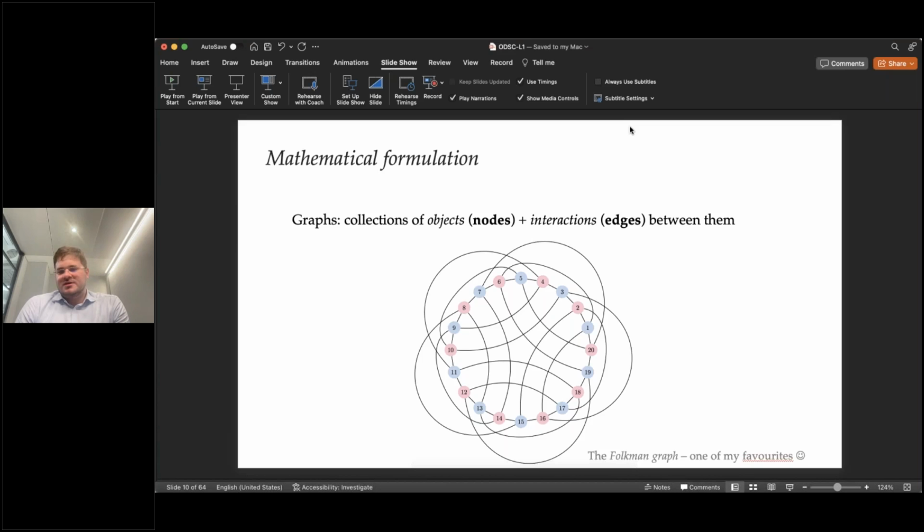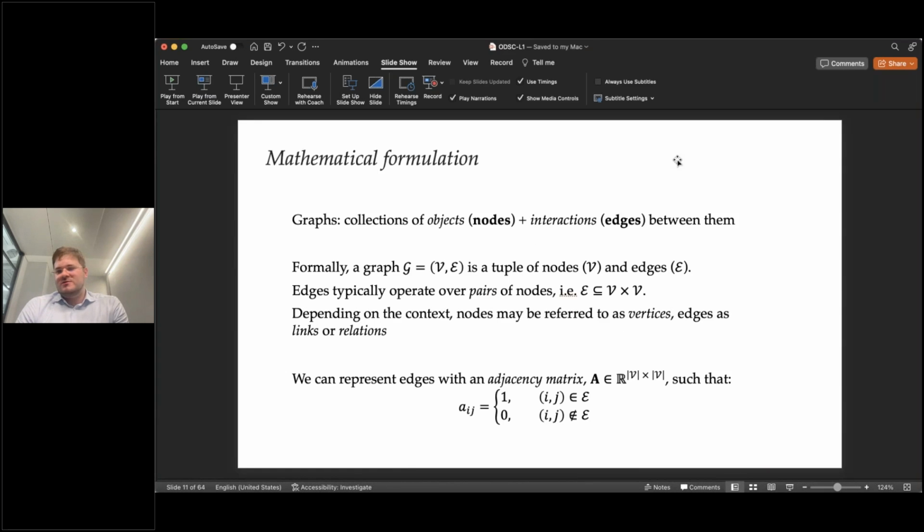So a graph, as you might already know, can be represented as a collection of objects, which we call nodes, and interactions between those objects, which we call edges. And you can usually visualize these structures, sometimes very beautifully, like this Folkman graph here, which is one of my favorite graphs, has a lot of very cool symmetries. And formally, how we detail this is by saying that a graph is a tuple of a set of nodes V and a set of edges E. We typically assume that edges connect two nodes together. So the set of edges is a subset of the Cartesian product of the nodes with themselves.